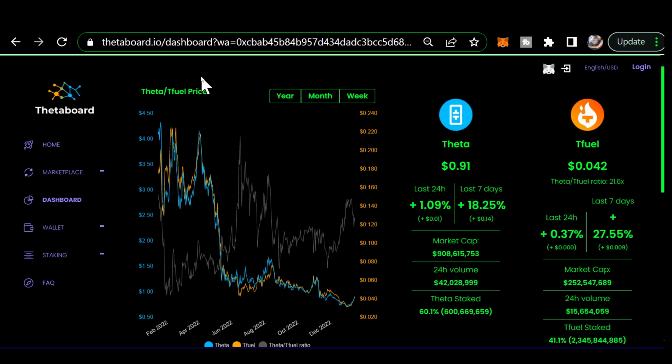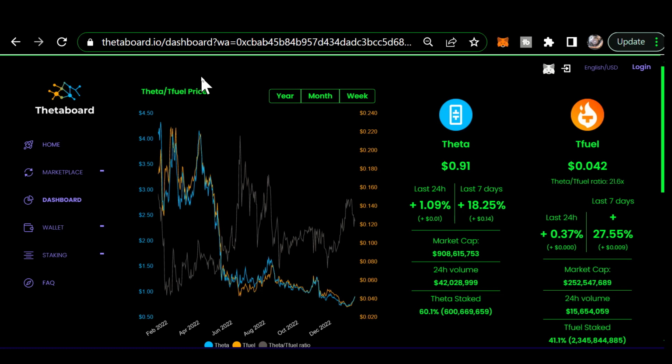It's Sunday, January 15th, 2023, and this is your morning THETA update. So let's go over the numbers, shall we? THETA, 91 cents. That's up 1% in the last 24 hours, and it's up 18.25% from a week ago. T-Fuel, 4.2 cents. That's up 0.37% in the last 24 hours, and it's up 27.5% from a week ago.